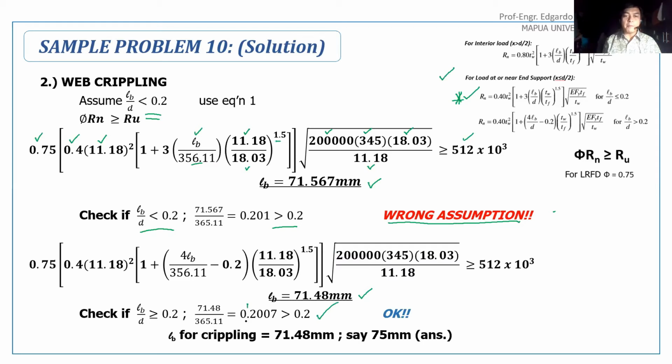Therefore, for web crippling, the minimum length of the bearing plate would be 71.48, and if we round it up, let's say to multiples of 5 millimeters, we will be arriving at 75 millimeters to be the minimum length of the bearing plate. Kanina, sa web yielding, ilan yung sagot natin? It's 50 millimeters, diba? Tapos sa web crippling, the answer is 75. So of course, to avoid web failure in general, we have to use yung 75 millimeters. So tapos na tayo sa length.